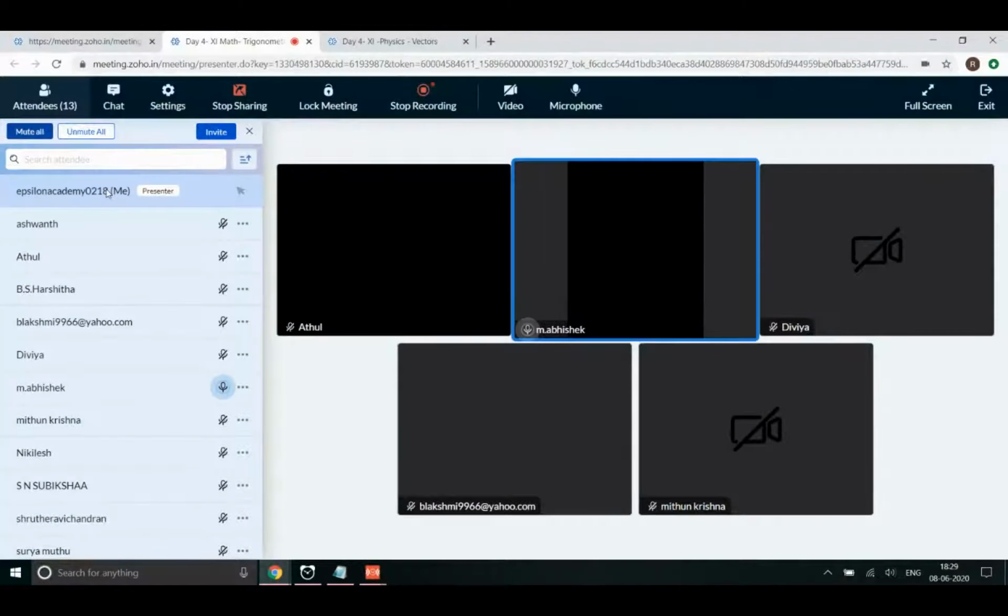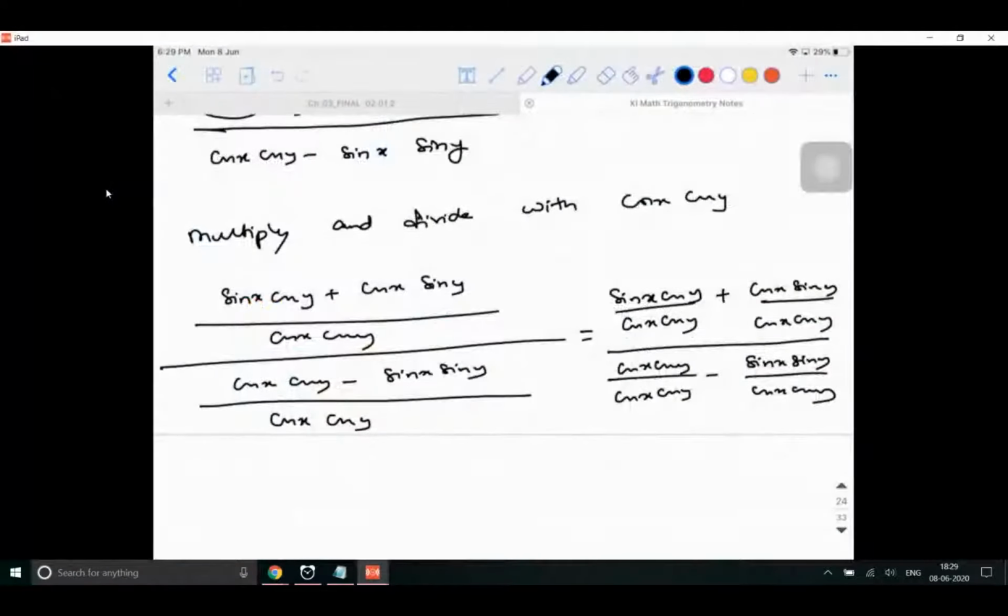Everyone, is this step clear? Yes, sir. Good. So sin x by cos x, what can I call it as? Tan x, right?